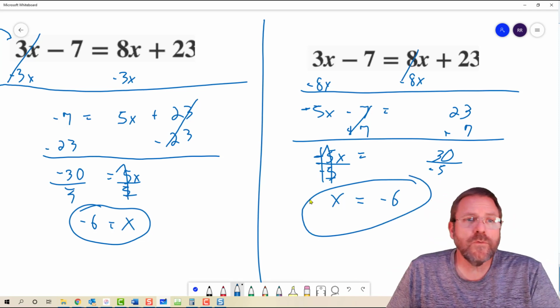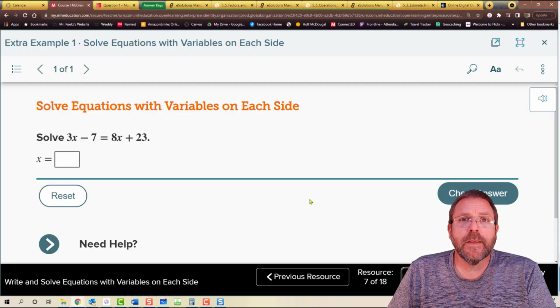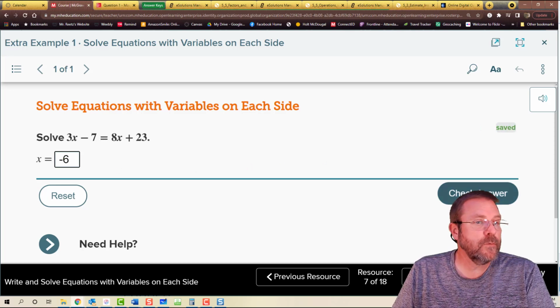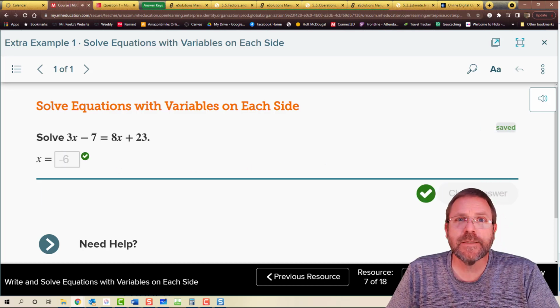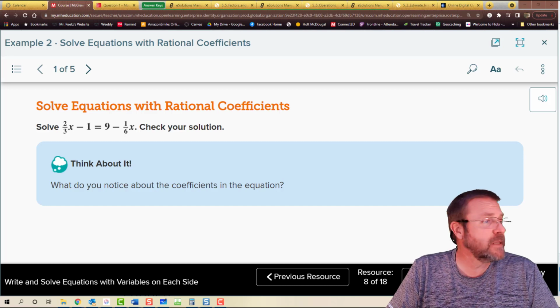So either way you start it, with a positive variable or a negative variable, you're going to get the same answer to work with. Type in our answer here of negative 6. It checks. Easy math, folks. But we don't want to just deal with boring whole numbers here when we have glorious fractions to work with, and that's going to be our next problem in example 2.